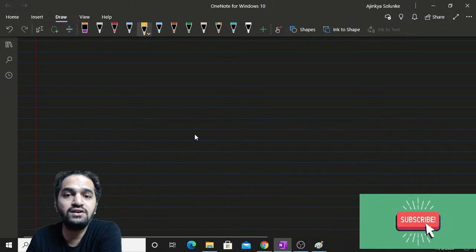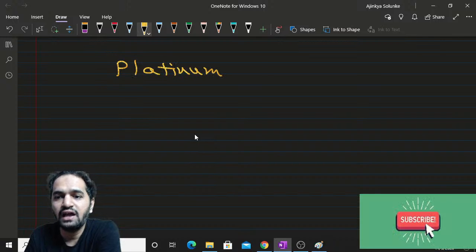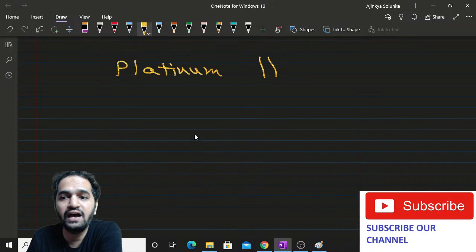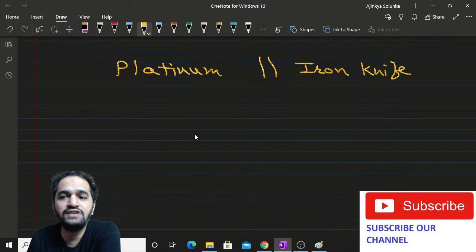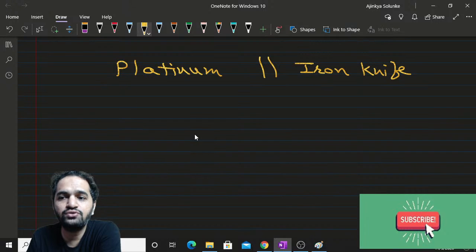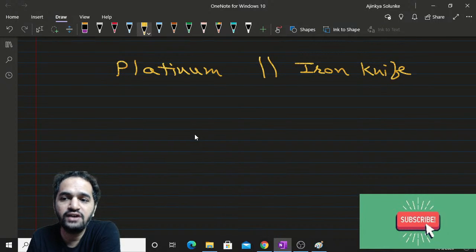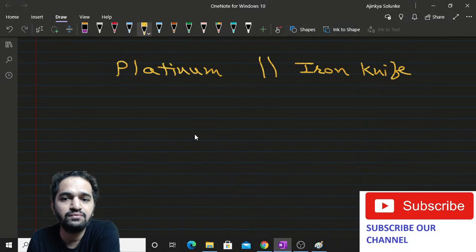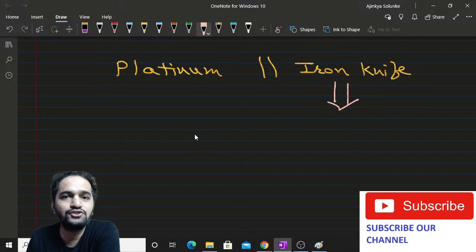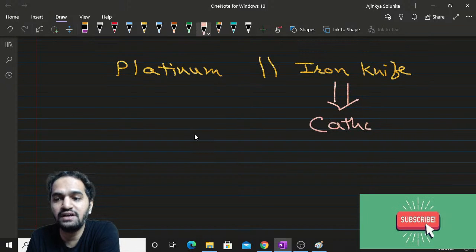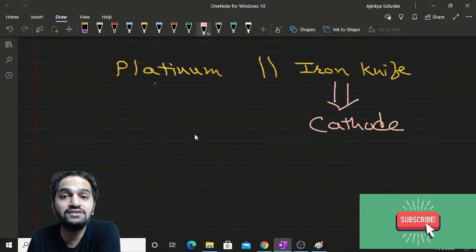Okay, so I have a material called platinum, and I have one iron knife. Now you have to tell me, where should I attach my platinum and where should I attach my iron knife? I want a layer of platinum over my iron knife. The iron knife has to be attached to the cathode, yes, exactly, because on the cathode our layer of metal is going to come. And platinum has to be attached to the anode.